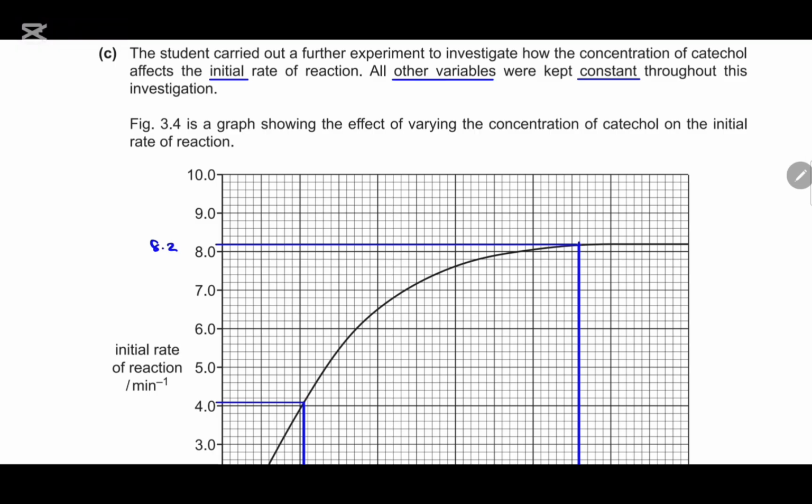Moving on with the next question, the student carries out a further experiment to investigate how the concentration of catechol affects the initial rate of reaction. Take note that initial means the reaction at the start of reaction. All other variables were kept constant throughout this investigation. Okay, pH, temperature, volume are kept constant. For example, again, just be ready, have some thoughts at the back of your head how this experiment is done, again, for paper 3 or paper 5 for your A2 level.